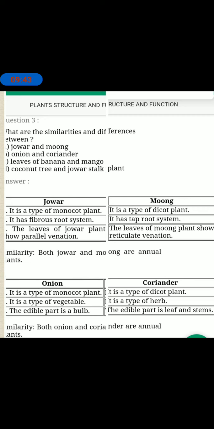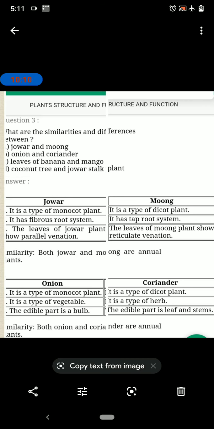So the first point is, jawar is a type of monocot plant, and you will write that moong is a type of dicot plant. Second point, jawar has fibrous roots. As it's a monocot plant, all monocot plants have fibrous roots only. In moong, the second point, it has a taproot system. As it's dicotyledonous, it has a taproot system.